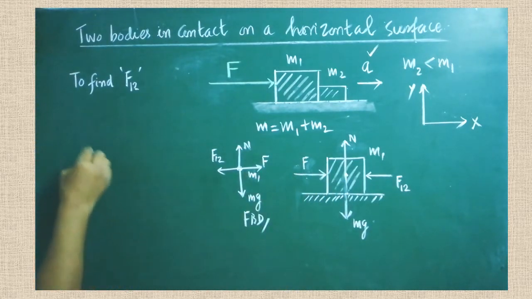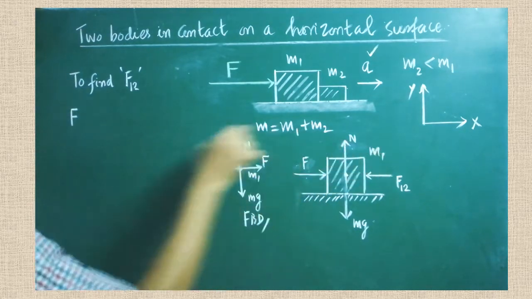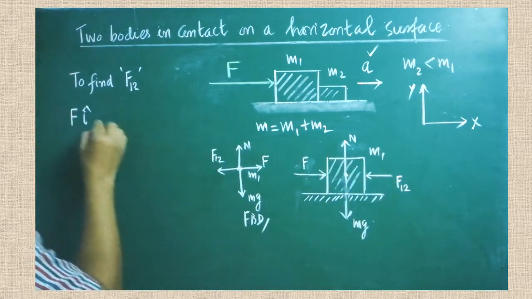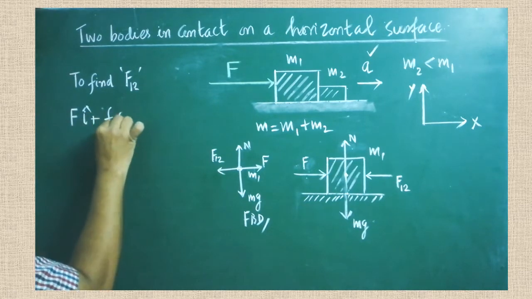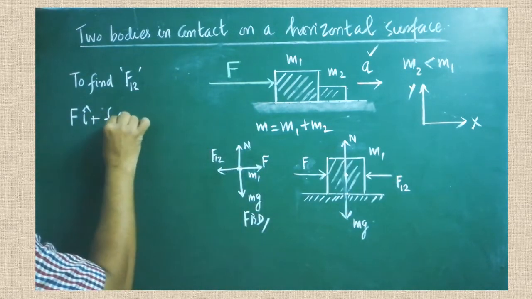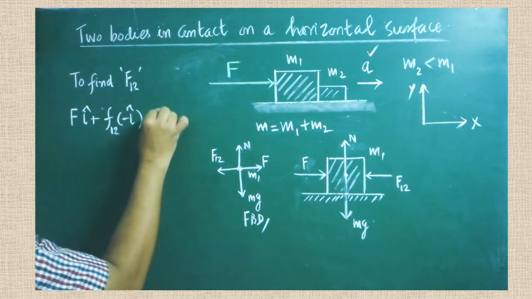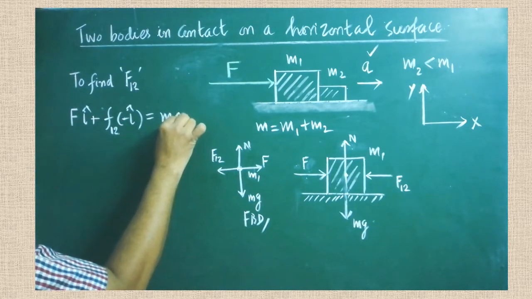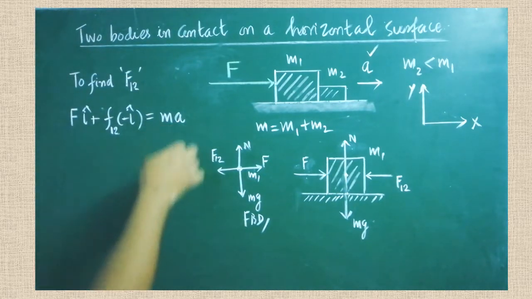How will you find out? Look at that. F is acting along the positive x direction. Therefore, I cap must be written. F21 is acting in the opposite direction. Therefore, small f21, since it is acting along the negative x direction, minus I cap can be written. Are you clear? And then M. What is M? Net force. To calculate the net force, we can write MA. Any doubt on this? Why MA is written?